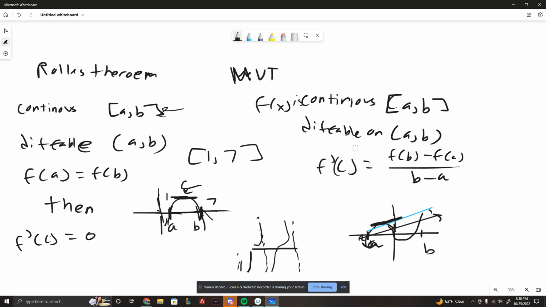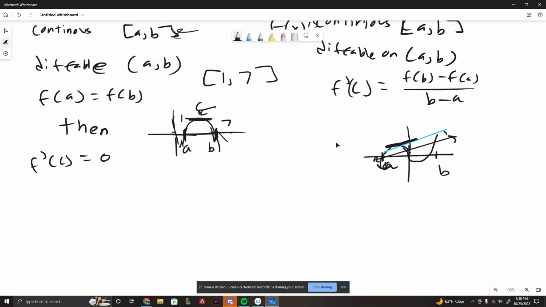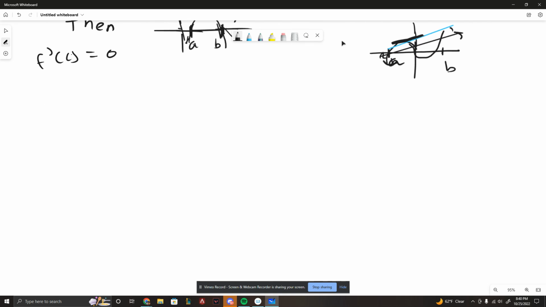Let's do a few problems to see how these work in action. So let's move down. This question is basically saying, determine whether Rolle's theorem can be applied to f on the closed interval a to b, and then find the c if it does apply.